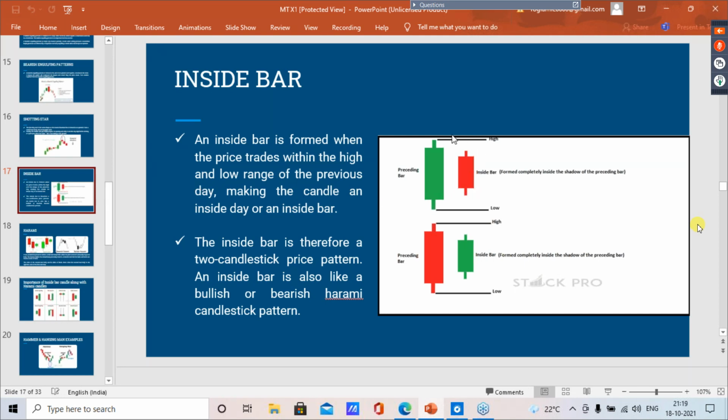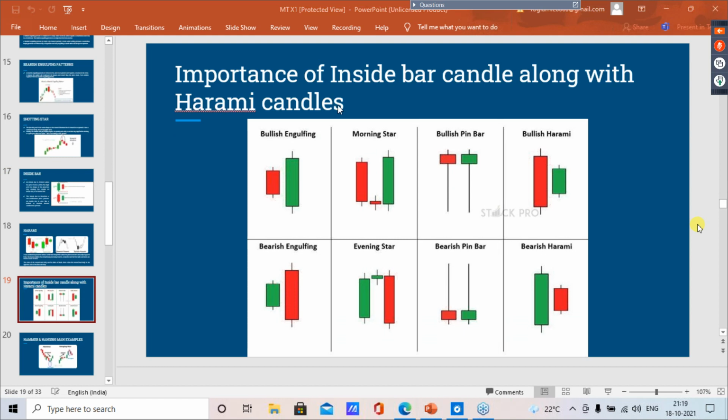So when it comes to Harami, in an inside bar the color coding is not important. We need to have an inside bar within the high and low of the preceding bar. But when it comes to Harami, in this particular slide, you can see the bullish Harami is also an inside bar. You have a preceding bar and an inside bar, mother and child candle. The child candle is within the high and low of the previous bigger candle, right? Yeah, both can be green, or both can be red, when it comes to an inside bar.